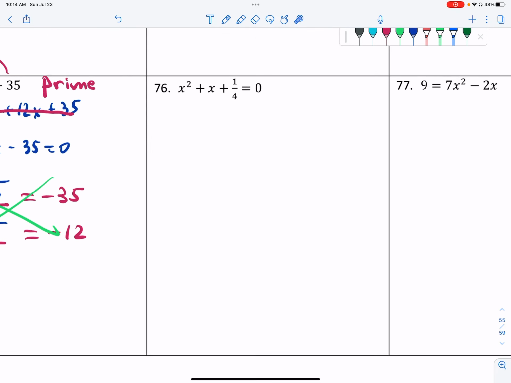Now, you may have looked at question 76 with the little fraction inside of it and got a little bit intimidated. But anytime you have equations that have fractions in it, it usually makes the equation a little bit harder to solve for sure. But you know what? There's a nifty little trick called multiplication that you can do. It's the multiplication property of equality.